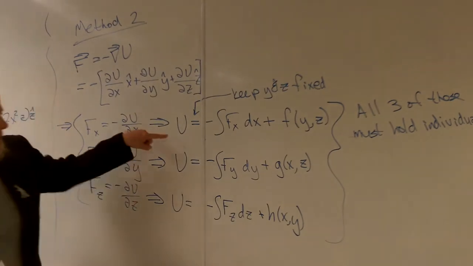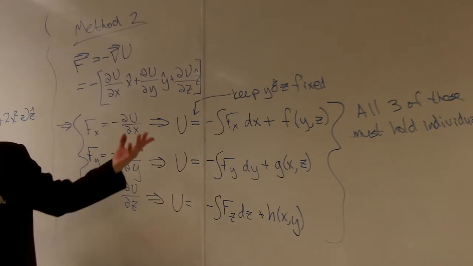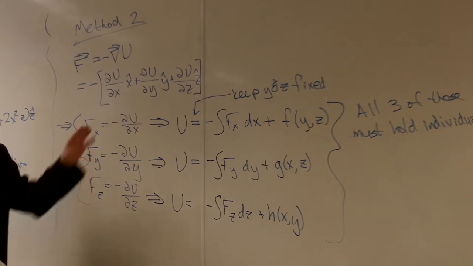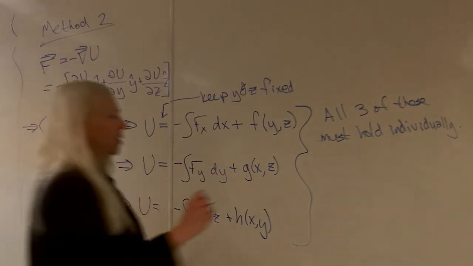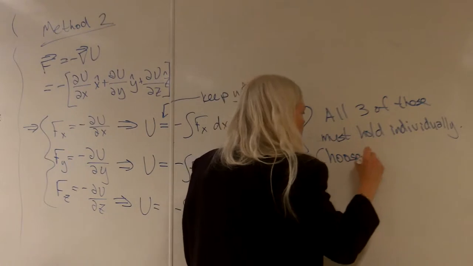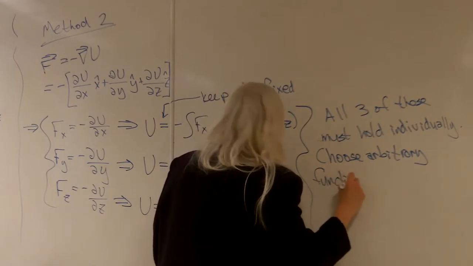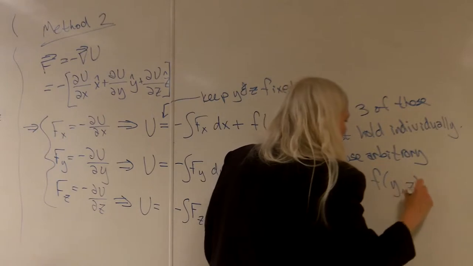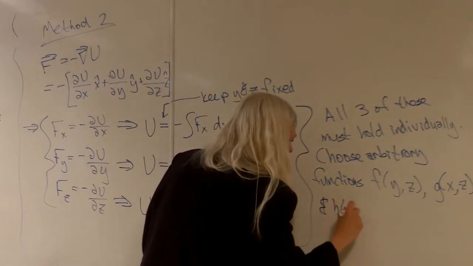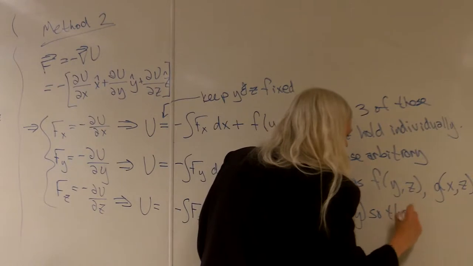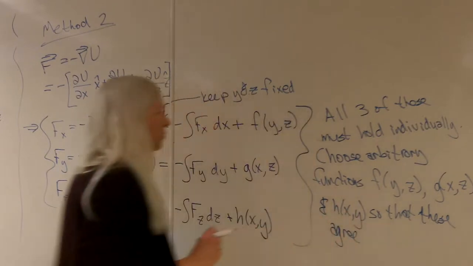In other words, don't calculate a u this way and call it u1, and a u2 for this way, and a u3 from this way, and add them together. That's not what you want to do. Rather, instead of adding them, u has to satisfy each one separately. Okay? And you will need to double check that. And you will need to choose these arbitrary functions, f of y and z, g of x and z, and h of x and y, so all of these agree. All three of these equations give you the same expression for u. Okay?